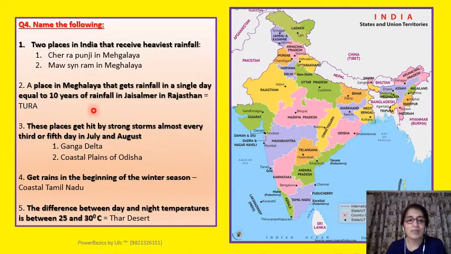Which are these? The Ganga Delta and the coastal plains of Odisha. Just learn these up. They get rains in the beginning of the winter season, coastal Tamil Nadu. We'll learn about this. The difference between day and night temperature is huge, 25 to 30 degrees, in the Thar desert. The difference between the day and night temperature is called the diurnal temperature range. I hope you've understood this, and Meghalaya is here, this green part is Meghalaya, and that's where this rain happens.